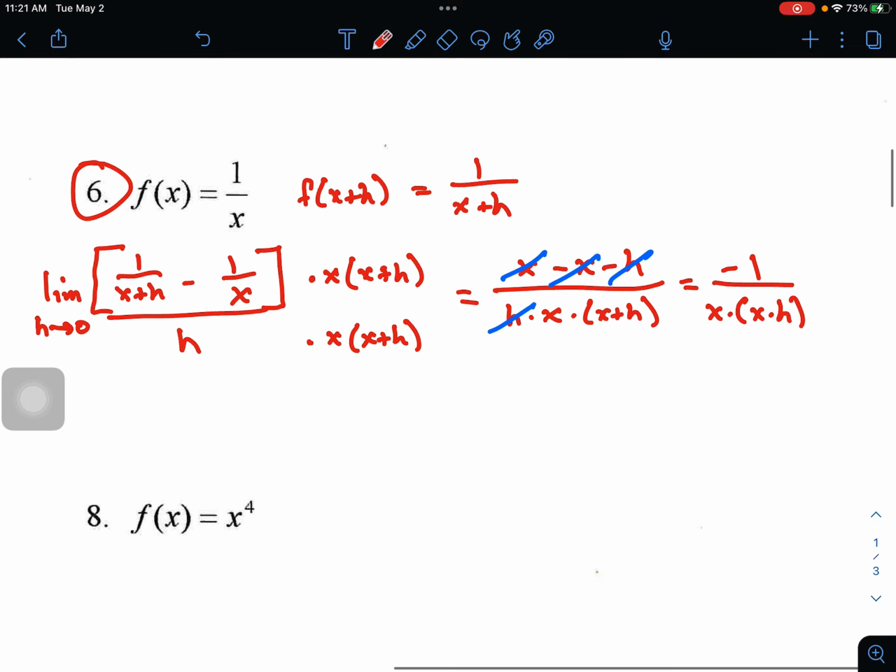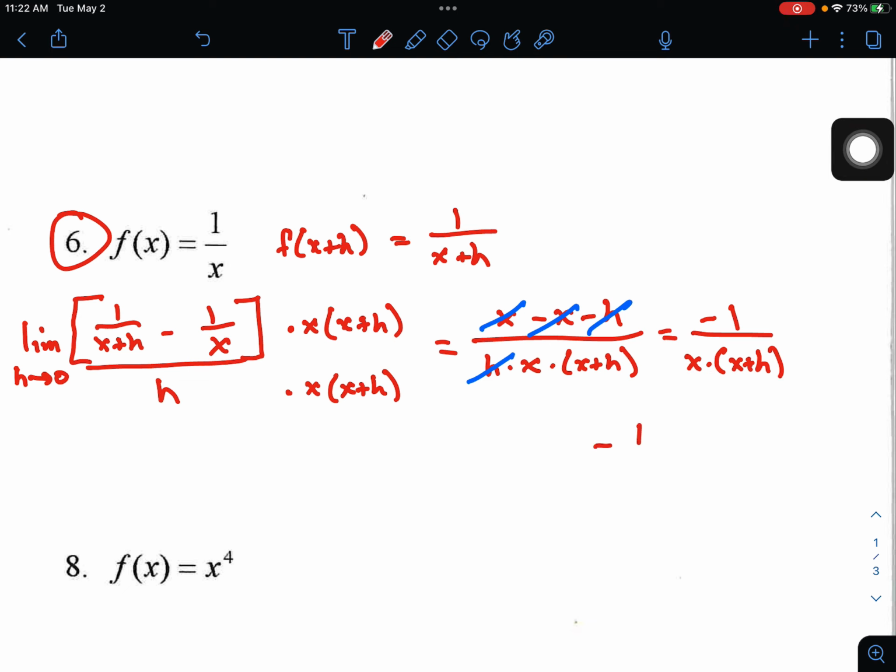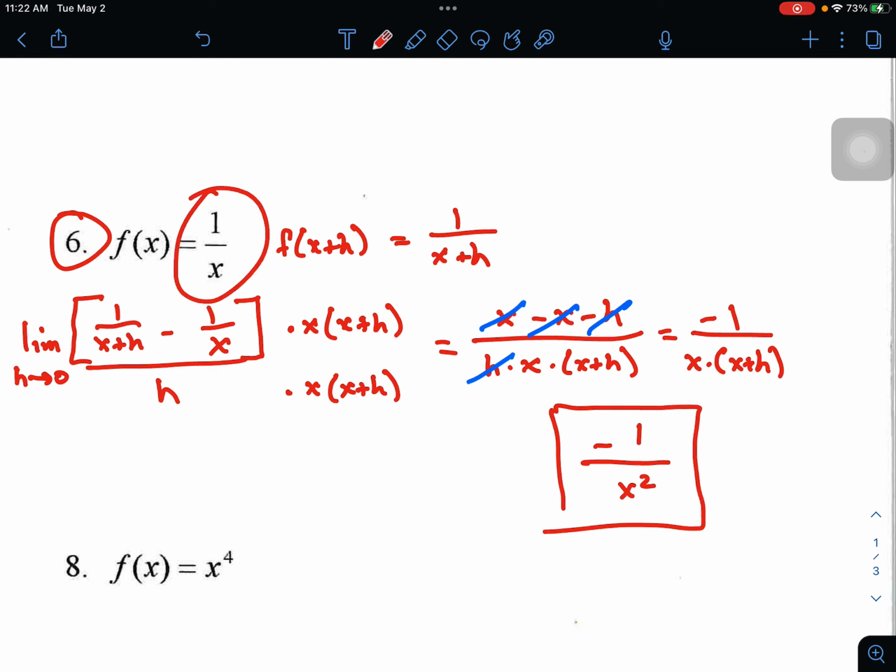But again, because those h's canceled, now I can actually find the limit as h goes to 0. I can plug that in. If I do plug that in right here, this should be x plus h, not times h. If I do plug that in, x plus 0 is x times the x that's already there, gives me a final answer of negative 1 over x squared. There's your equation of your derivative for 1 over x.